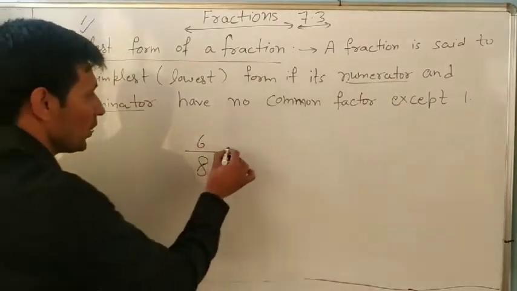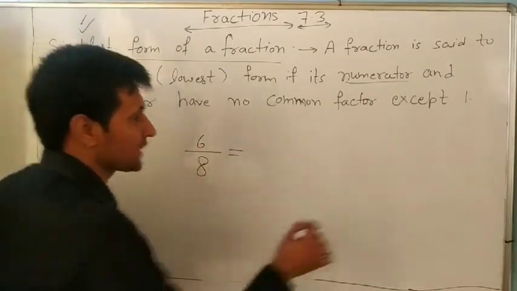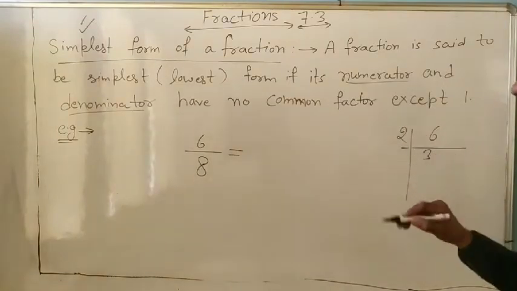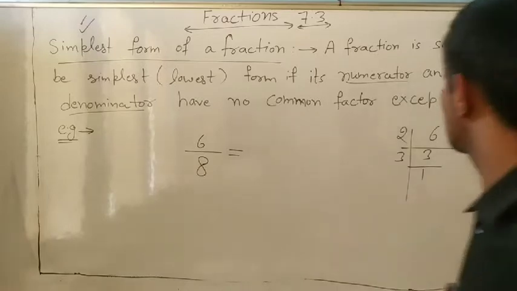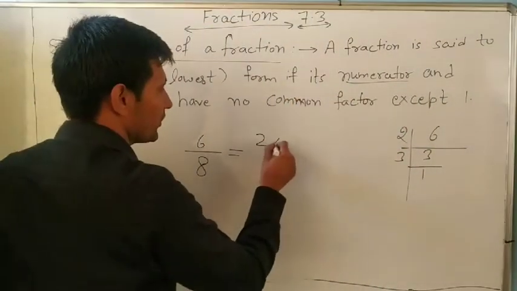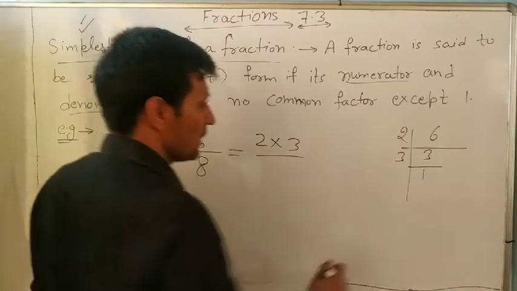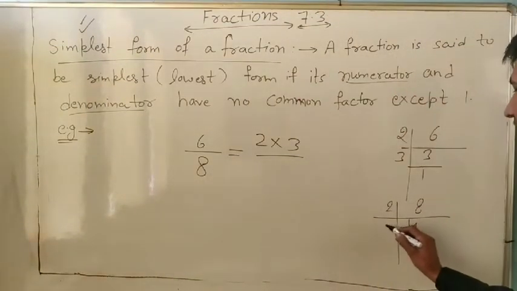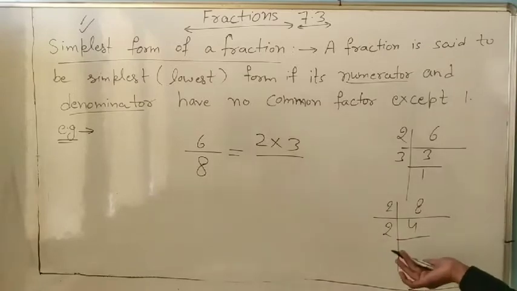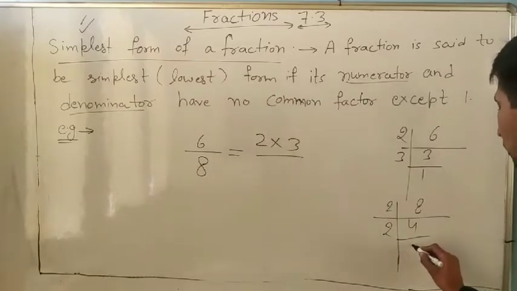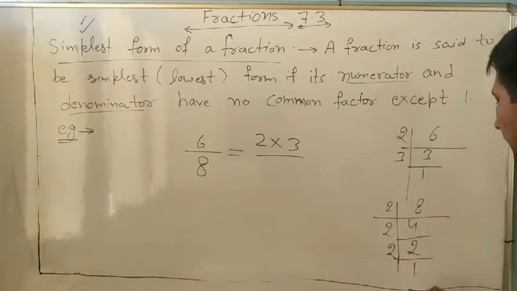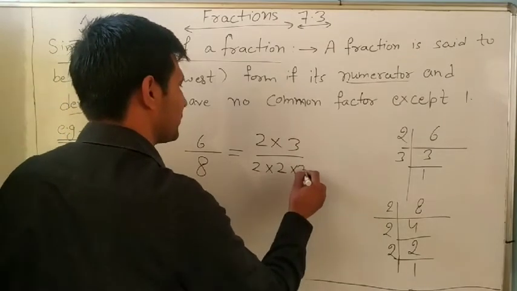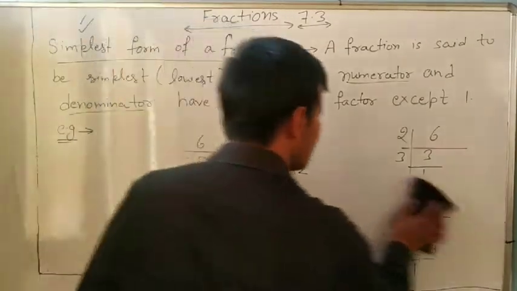But we observe here 6, what can we write? Write the factors of 6. How will you find the factors of 6? Like this one: 6 is 2 into 3, 3 into 1. So 6 means 2 multiplied by 3. Now find the factors of 8: 8, 2 into 4. We already learned how to find HCF and LCM, and we take the factors. So 2, 2, 2, 1. The factors of 8 are 2 multiplied by 2 multiplied by 2.